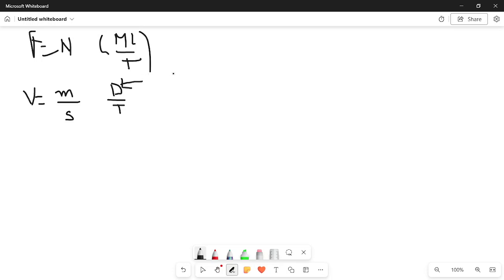Now in mechanics or physics we have three main parameters, which is the mass, which is the length, and which is time. These are the three parameters that we do study. We don't consider temperature in this case, we study these three.